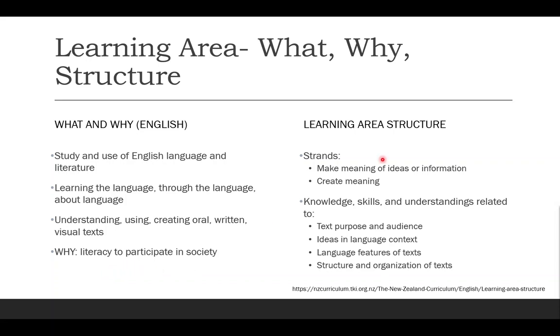And then they broke down a learning area structure where they had two strands: making meaning of ideas and information, and creating meaning. That's reading things and understanding them, or watching things and understanding, as well as writing your own things or creating your own videos, creating meaning yourself. Then it says that includes these knowledge, skills, and understandings related to your text purpose and your audience, the ideas in the language context, language features, and the structure and organization of texts.